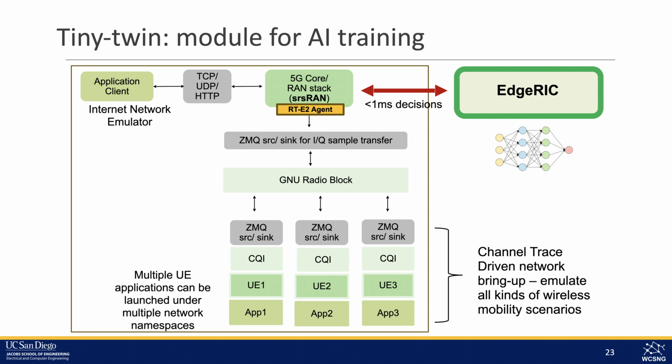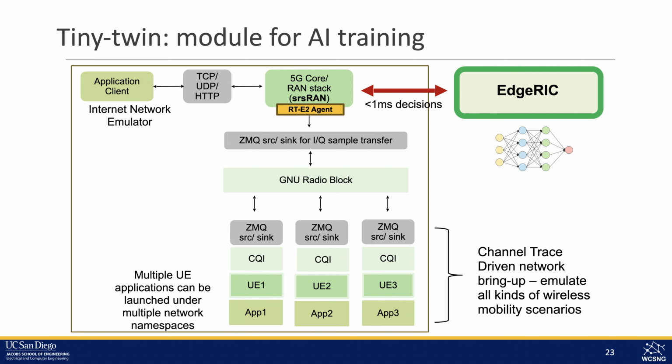So how was the training done? It was done on our Tiny Twin, which is our module for AI training, which is basically running all these software UEs in the ZMQ mode of operation. And for the channel, we put in our own CQI traces that were collected over a bunch of mobility scenarios from over-the-air experiments. Every time the SRS UE ran, it ran with the particular trace file given when it started.